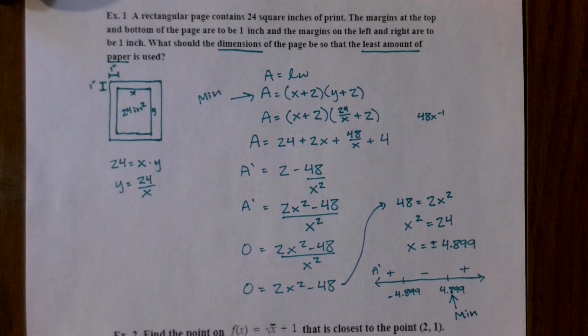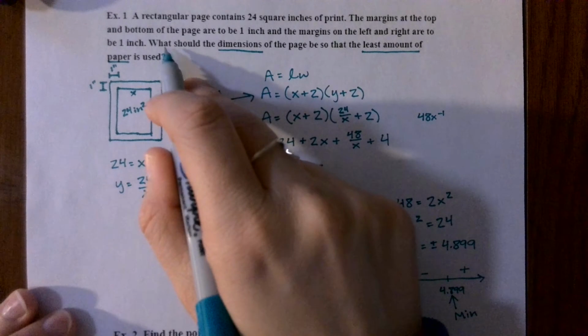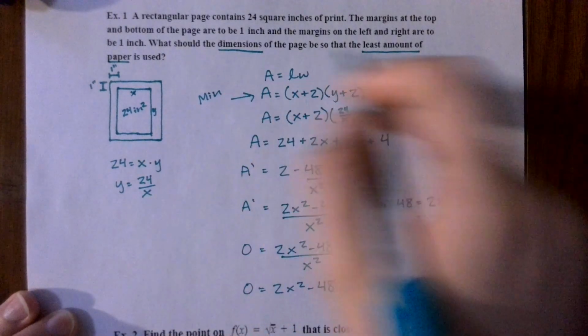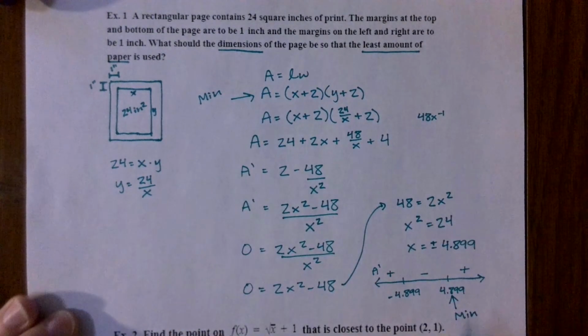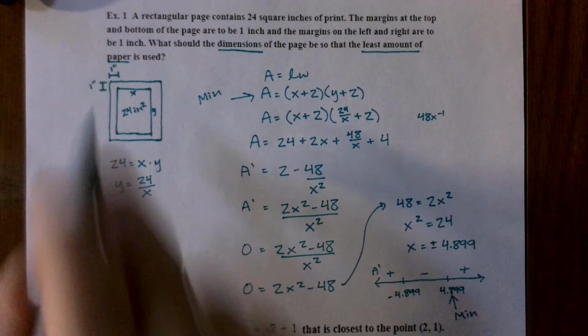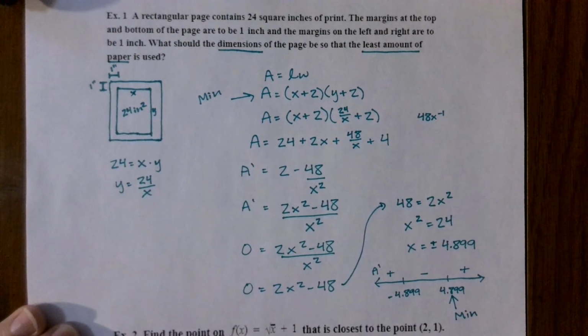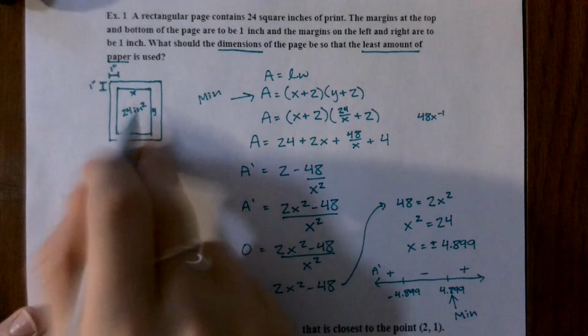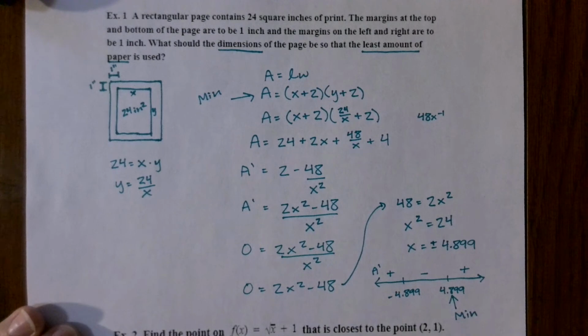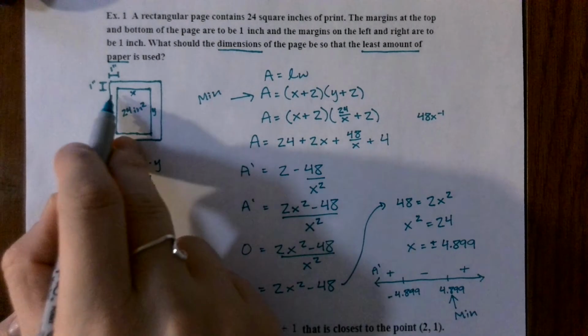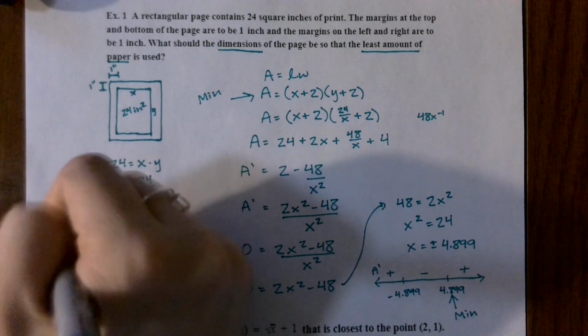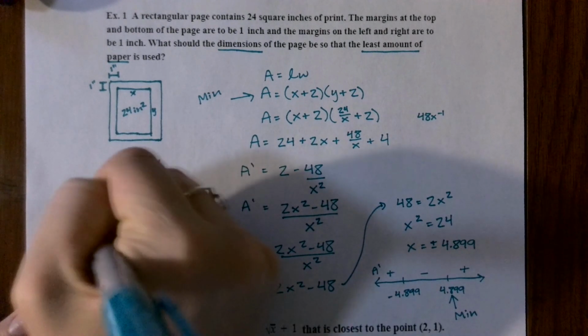We always want to go back to what they were actually asking us, because the original question was, what should the dimensions of the page be so that the least amount of paper is used? So this was the minimum for the x value. So when I go to say the dimensions of my paper that will minimize the amount of paper being used, still having that 24 inches squared in the middle, my 4.899 plus 2 is going to be the width. So it's 6.899.